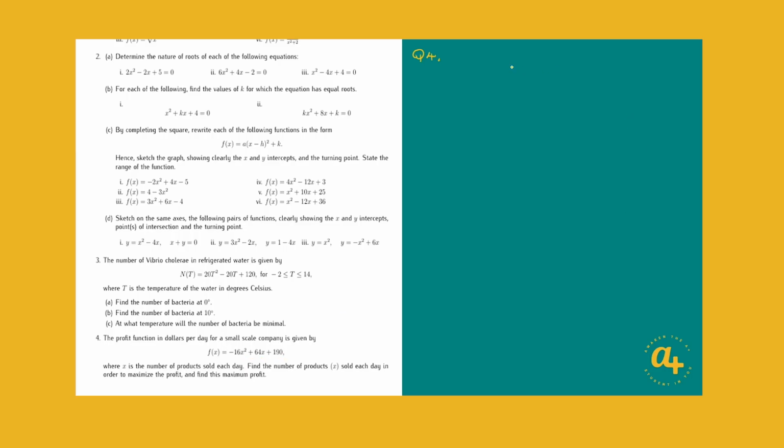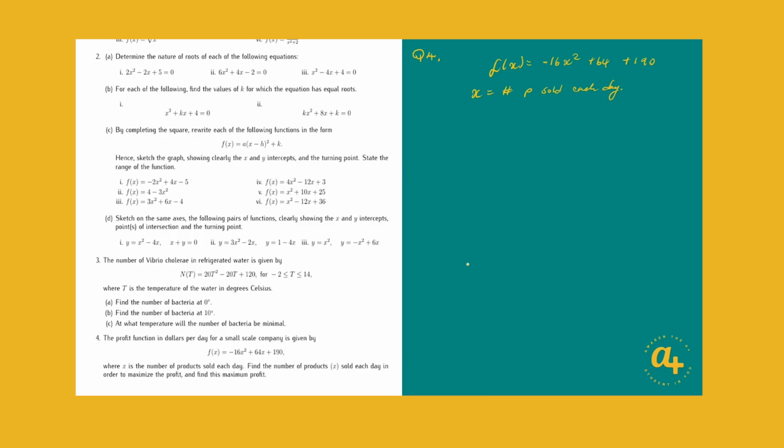Let's actually write it down in advance. So f(x) = -16x² + 64x + 190. And then it goes on to say x is the number of products sold each day. So x is equal to the number of products sold each day. And then the question goes on to tell us to find the number of products x sold each day in order to maximize the profit and find this maximum profit.